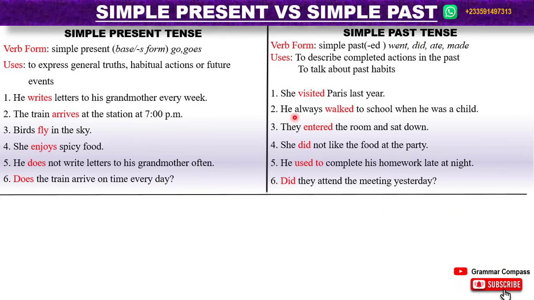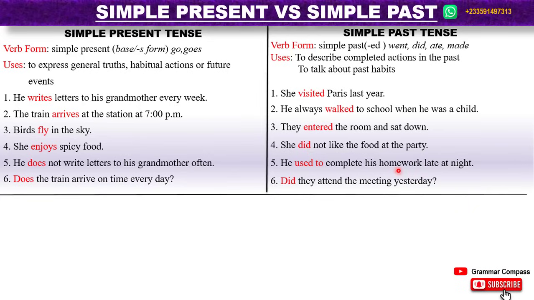In the second one, he always walked to school when he was a child. This is simple past tense because we used the simple past form of the verb and we are expressing a past habit, what he usually did in the past time. Three, they entered the room and sat down. This is simple past. It is the simple past form of the verb. What about she did not like the food at the party? This is also simple past because we used the simple past form of the verb.